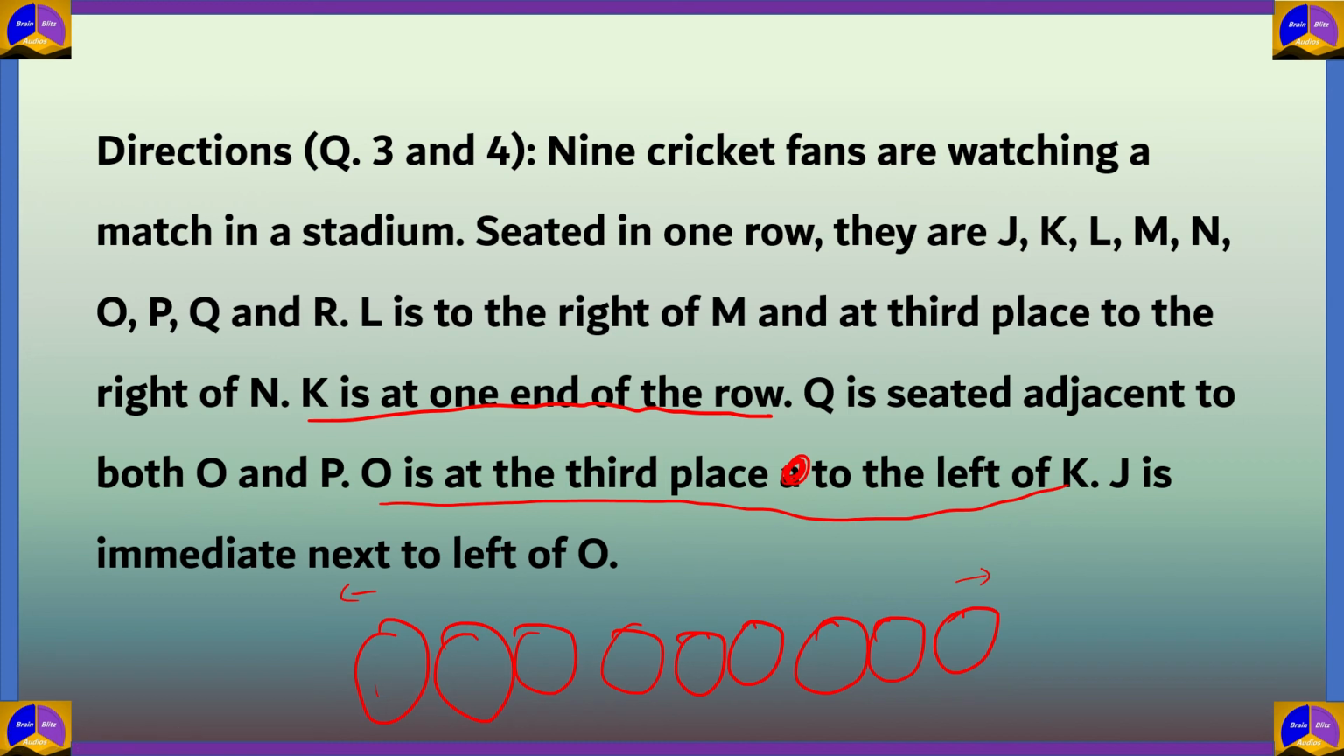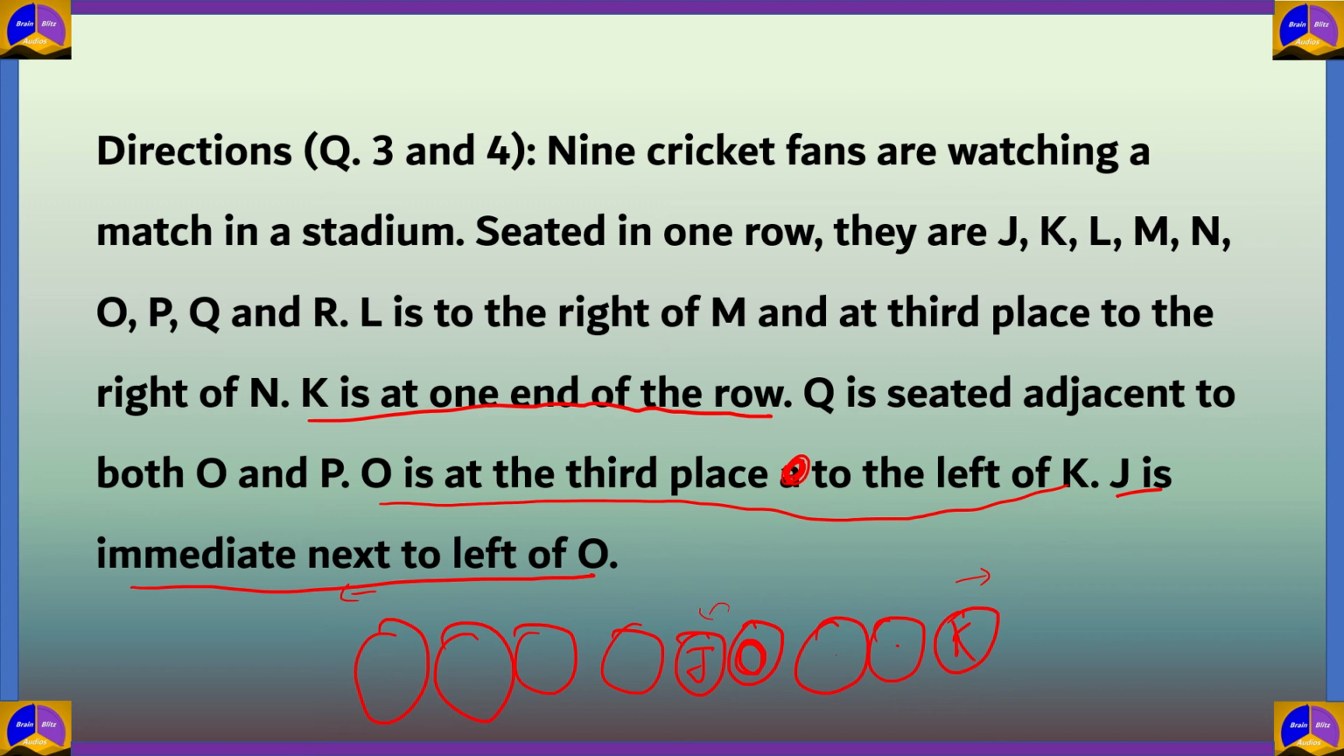So K must be in the rightmost position, and O is third place to the left of K. So 1, 2, 3. O would be here. Next, J is immediate next to the left of O. So this is the left of O. So J would be here.